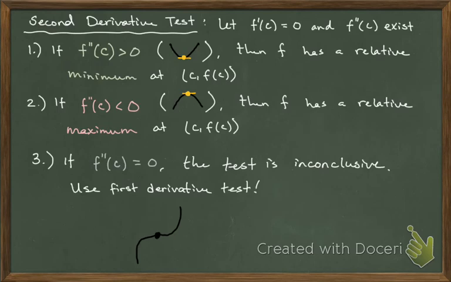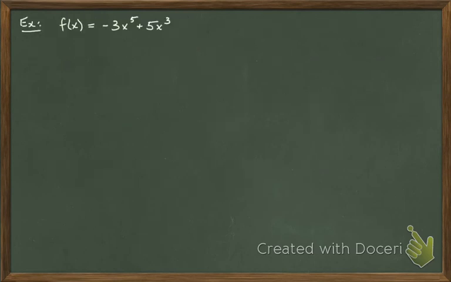Let's do an example where I use this second derivative test. Here I've got a function minus 3x to the fifth plus 5x cubed, and I want to determine where the relative extreme values are. I'm going to look for relative maxes and mins with the second derivative test. So I need two quick derivatives, but first I need to find where the first derivative is 0. So I take a first derivative there, minus 15x to the fourth plus 15x squared. And I set that equal to 0. I'm going to factor this guy first.